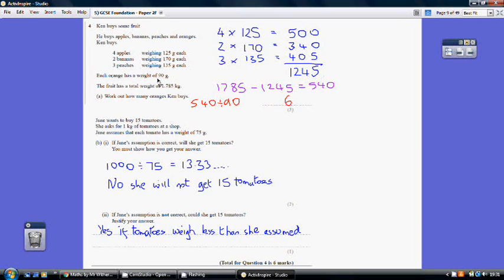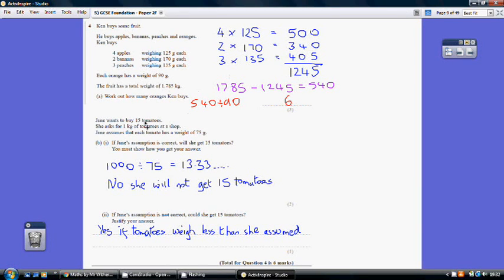Given that each orange weighs 90 grams, how many oranges is in 540 grams? 540 divided by 90 is 6. Now the one bit that I did quite quickly then is just to change this 1.785 kilograms into grams. There are 1,000 grams in a kilogram. 1.785 times 1,000 was 1785.